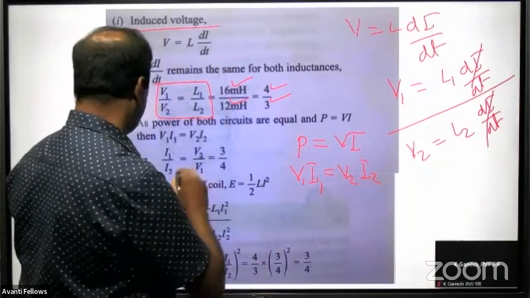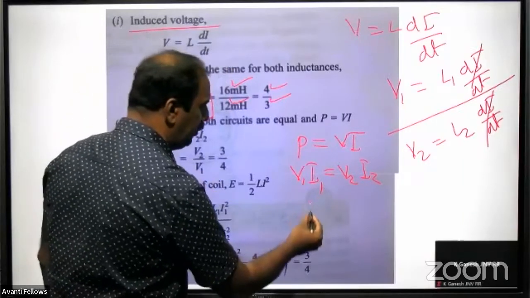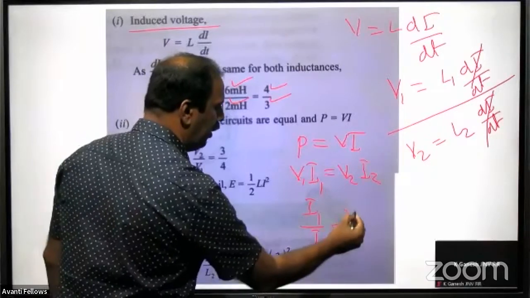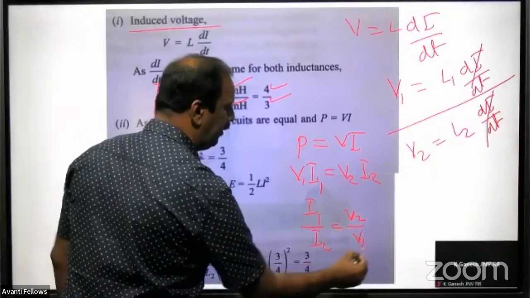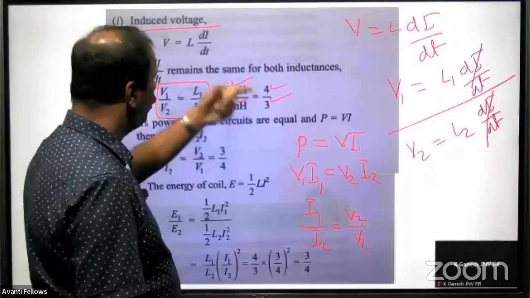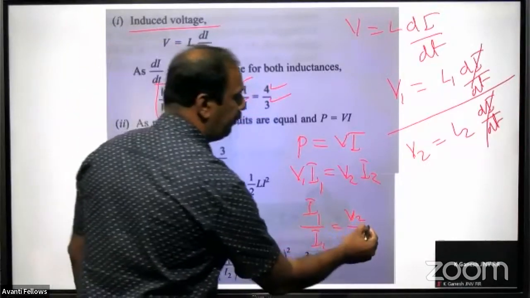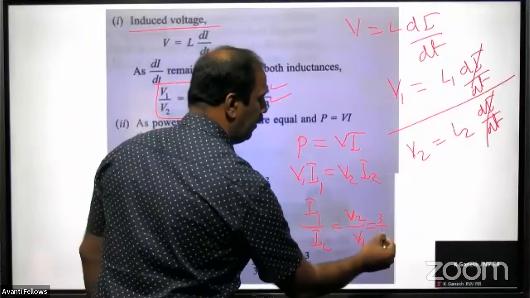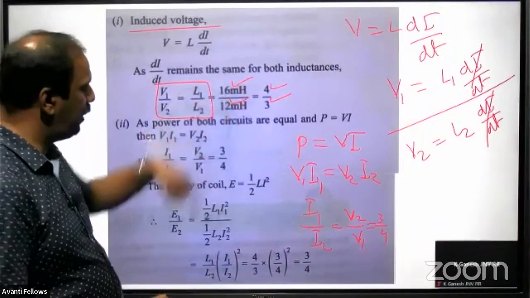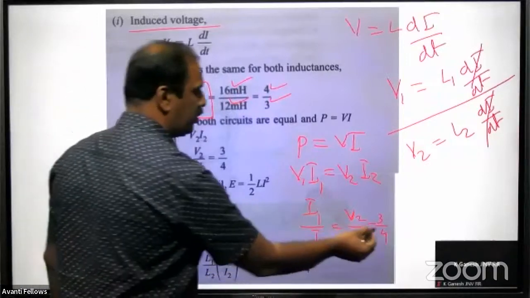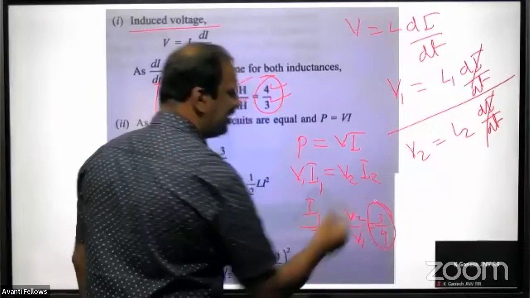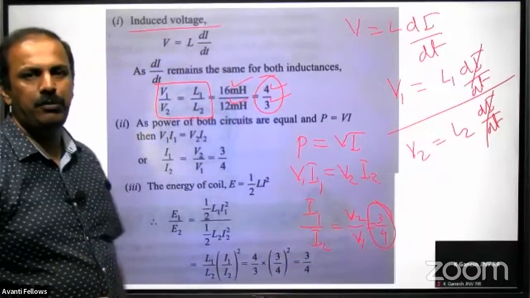So now what we have to find? I1 by I2. I1 divided by I2 will be equal to V2 by V1. V1 by V2 we already got 4 by 3. So V2 by V1 will be 3 by 4. So we got that part also. We got the first part and the second part also. So one answer is 4 by 3. Another answer is 3 by 4.